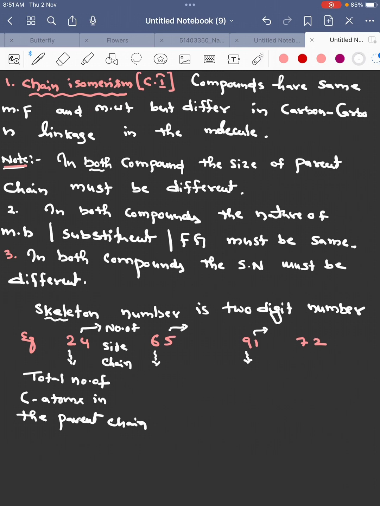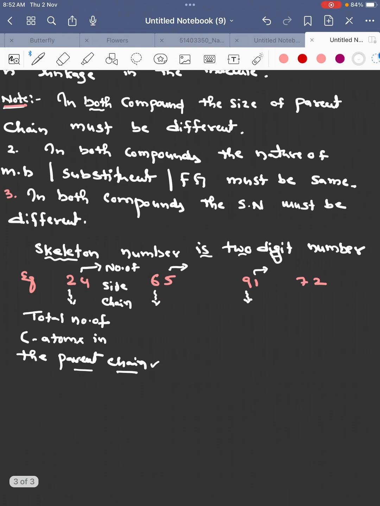So the skeleton number is a 2-digit number. The first number represents the total number of carbons in the parent chain. What is the parent chain? Whatever you select as the longest chain, that is also called a parent chain or skeleton chain. And the second digit represents the number of side chains. Let us see first of all.